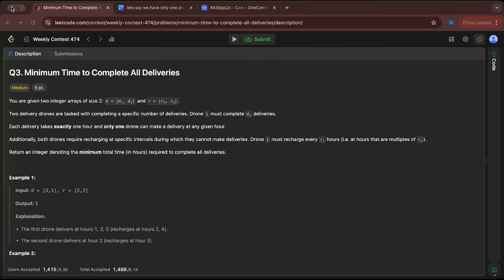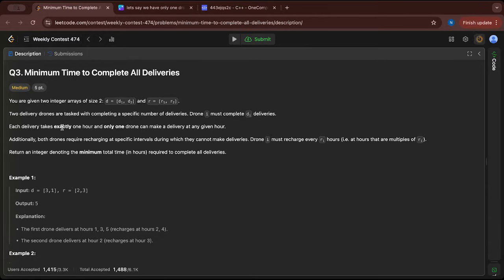Hello, in this video let's discuss the third question of today's contest. You are given two integer arrays of size 2, D1, D2 and R1, R2. Two delivery drones are tasked with completing a specific number of deliveries. Drone I must deliver DI, so drone 1 should complete D1 and drone 2 should complete D2.